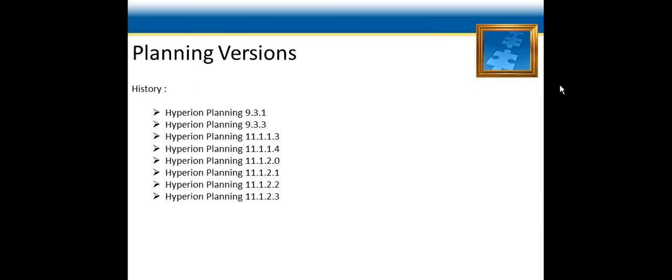Planning versions. So these are the planning versions. Hyperion 9.3.1. Then we have Hyperion Planning 9.3.3. Then it comes Hyperion Planning 11.1.1.3, then 11.1.1.4, 11.1.2.0, and then we had Planning 11.1.2.1 and Hyperion Planning 11.1.2.2. The latest version of the planning is Hyperion Planning 11.1.2.3.